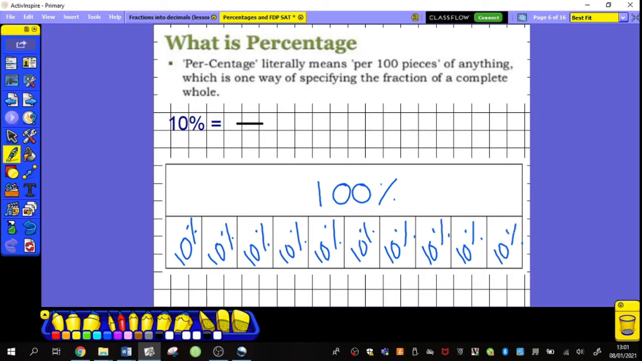So, 10% must be 10 out of 100, which I can simplify as 1/10. So if I wanted 30% as a fraction, then I would say that is 30 out of 100, and I can simplify that to 3/10.